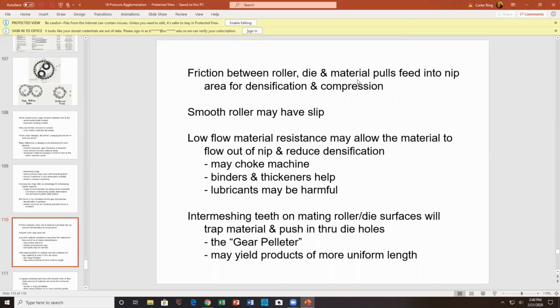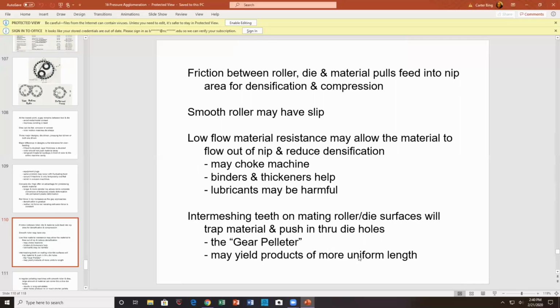Friction between roller and die material pulls feed into the nip for densification and compression. Smooth rollers may slip and may choke the machine. Binders and thickeners help, and lubricants may be harmful. Intermeshing teeth of mating roller and die surfaces will trap material and push it through die holes.